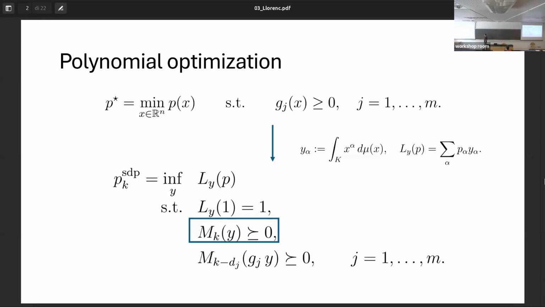So the problem we'll have is some relaxation of the original problem, and as we increase the relaxation order k, we will have a tighter and tighter problem to the original problem. In this relaxation, instead of a polynomial, we'll have a linear function as the objective function, and then we will have some PSD constraints that will be the bottleneck of our method. They will drive the complexity. So the objective of this talk is to handle the size of this PSD matrix and make it as small as possible.